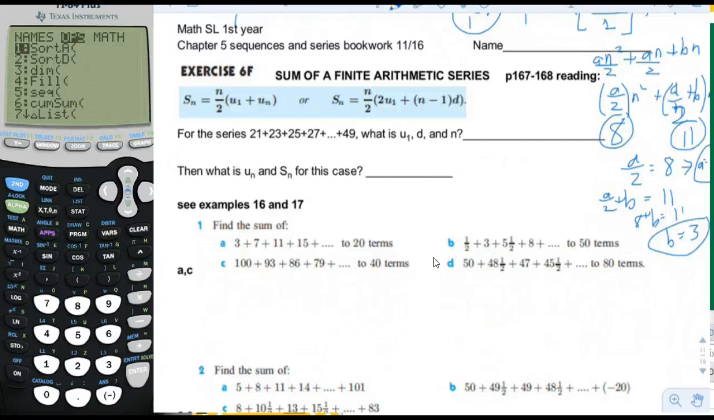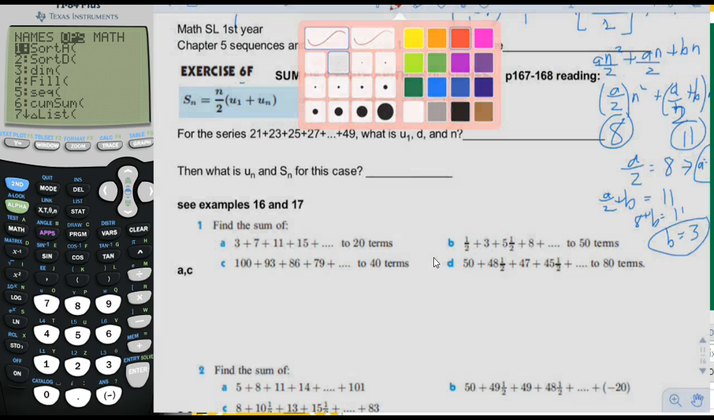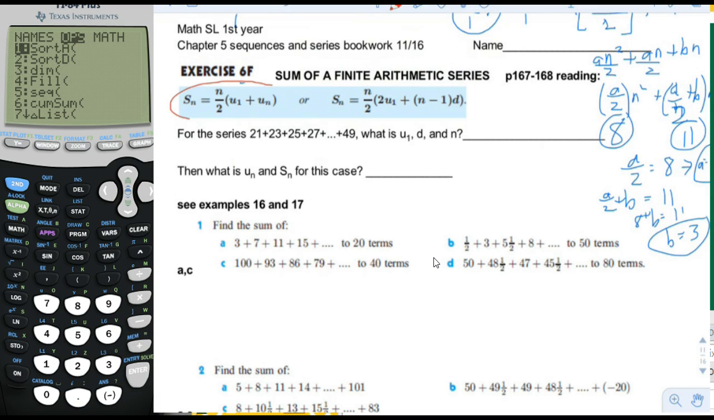And now we're going to do page 11 and 12 of the sequence and series bookwork. We're going to talk about the sum of series now. This is not going to be anything new to you. We've already talked about the equation for the sum of an arithmetic series. We derived it when we did our investigation.